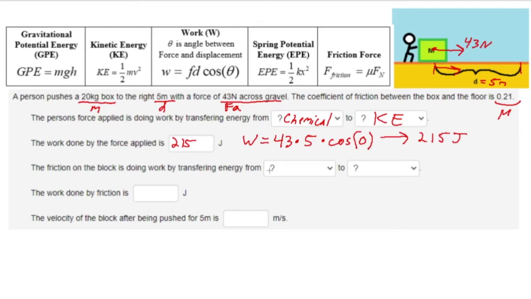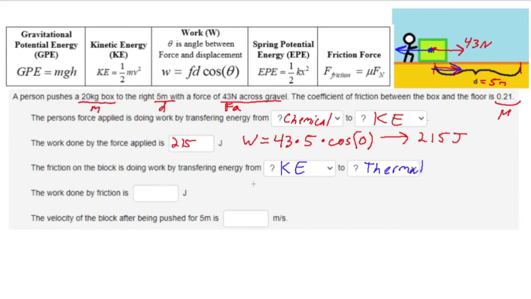Next, the friction on the block is doing work by transferring energy from blank to blank. So when we're talking about friction, friction is always acting in the opposite direction of motion. So friction in our diagram is going to point in this direction, and we know that displacement points in that direction. So what does that mean? Well, since friction's acting in the opposite direction of motion, it's always taking energy out of kinetic. So it's transferring energy from kinetic into thermal energy. And thermal energy is just used to slow down objects. It's another fancy way of just saying energy that we quote unquote lost during this process.